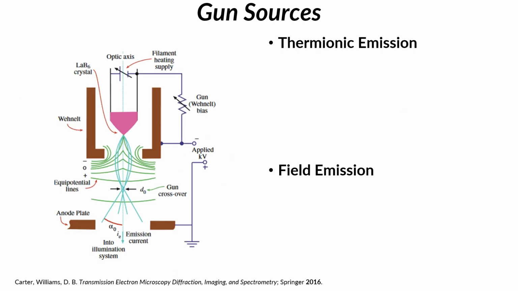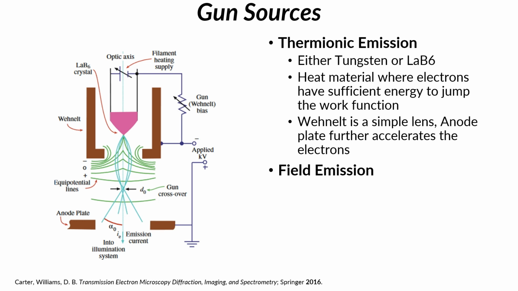In the gun source, there are two types. There's thermionic emission and field emission. In thermionic emission, we heat the material enough where the electrons in it have sufficient energy to overcome the work function. The materials used are either tungsten or lanthanum hexaboride. And for the thermionic emission, we have a Wehnelt, which is a simple lens, and which basically is the first lens that focuses those electron beams. And then we have an anode plate that accelerates the electrons down the column.